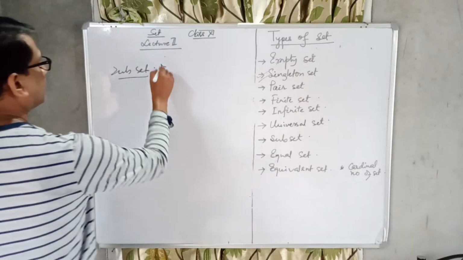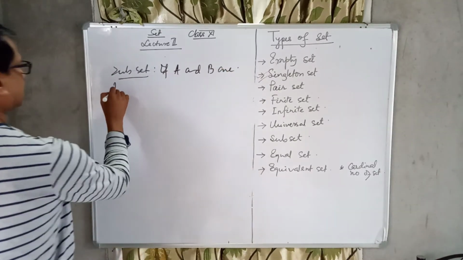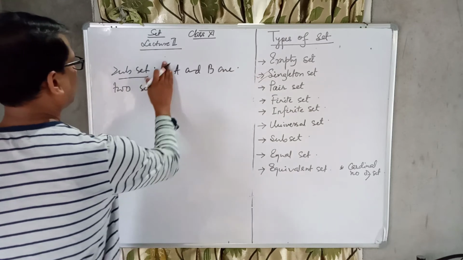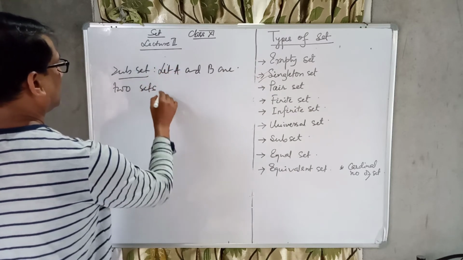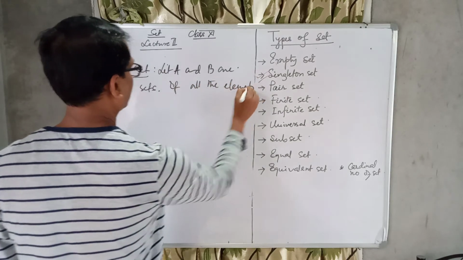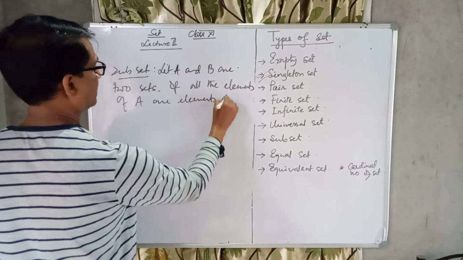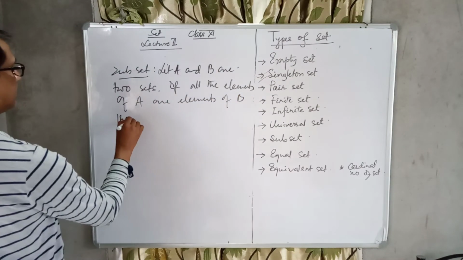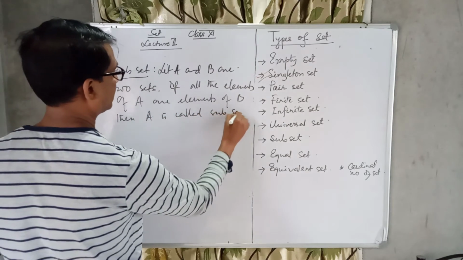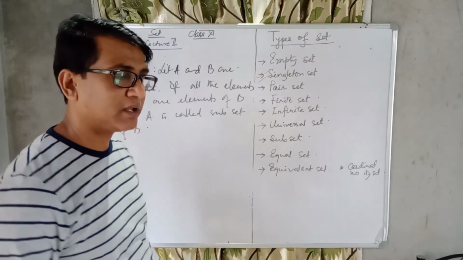So let A and B be two sets. If all the elements of A are the elements of B, then A is called a subset of B.